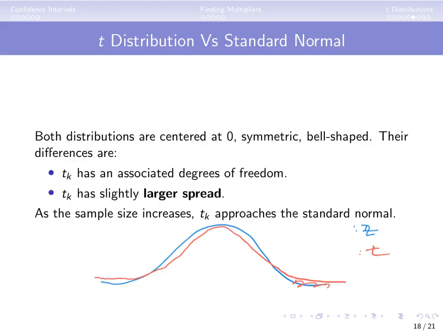Now, one thing to note, maybe to be a little bit more accurate, I should rephrase this: as the degrees of freedom increases, the t distribution approaches the standard normal. From a practical standpoint, it means that if you have a larger sample size, then your t distribution, this red PDF, will get closer and closer to the blue PDF.